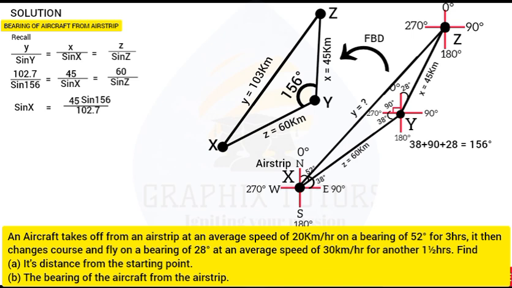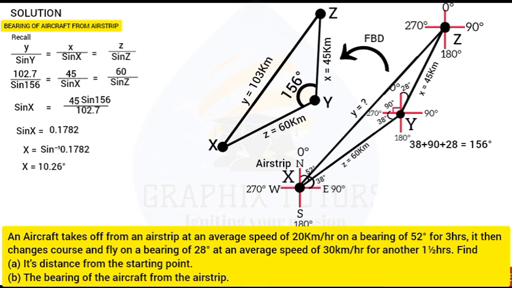When you calculate 45 sine 156 divided by 102.7, you'll have sine X equals what? 0.1782. Now if I take sine to the right-hand side, it becomes sine inverse. So my X will now be sine inverse of 0.1782, which will give us 10.26. So that is the value of X.